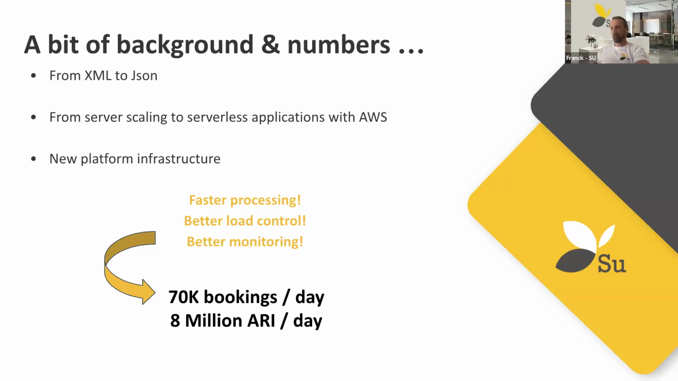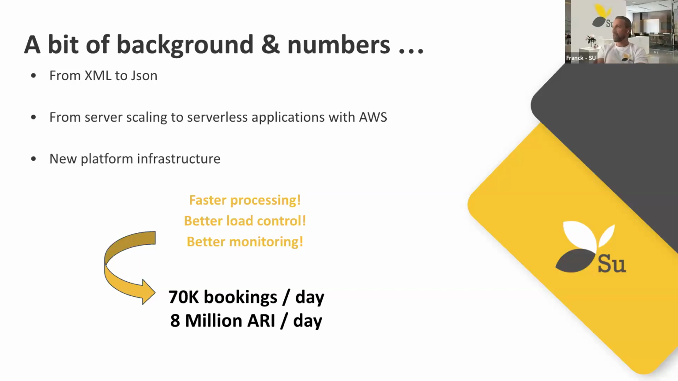We're also in the process of moving from servers to serverless applications as we are using AWS, which is obviously making the system a lot more flexible, reliable, scalable. And we're also building a new platform infrastructure, which is going to be a lot faster in terms of loading screens, in terms of managing the data that we get from partners and send over to OTAs. So, it's just faster processing, better load control, monitoring, and all this. We're building it this way because, as we're growing and seeing an increasing amount of data transiting, we also have to challenge ourselves.